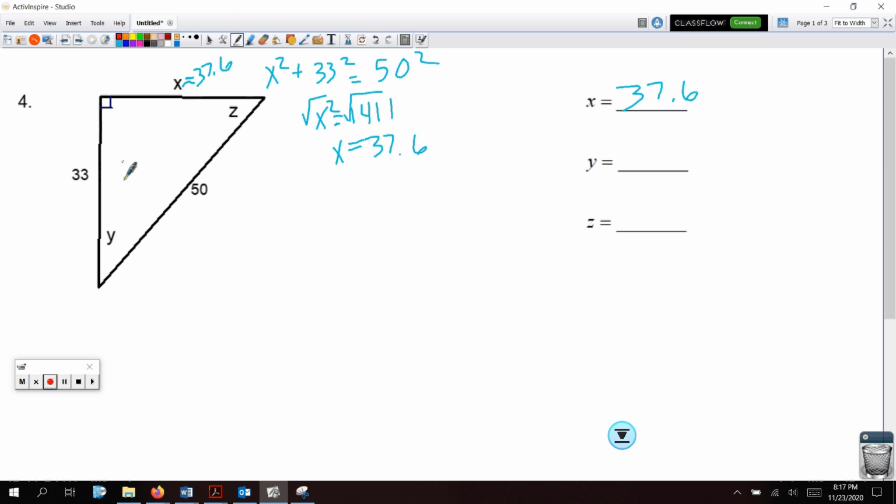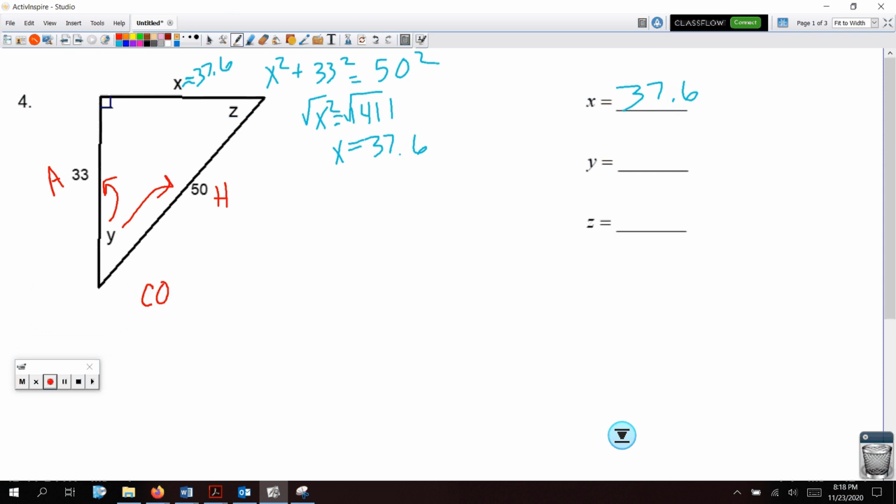So first I'm like, all right, you choose. Who do you want to find? Z or y? I'm going to choose y. So from y, what 2 sides am I given? I'm given the adjacent side and I'm given the hypotenuse. Okay, so which trig function uses adjacent and hypotenuse? It's cosine. So that's why I have to use cosine.